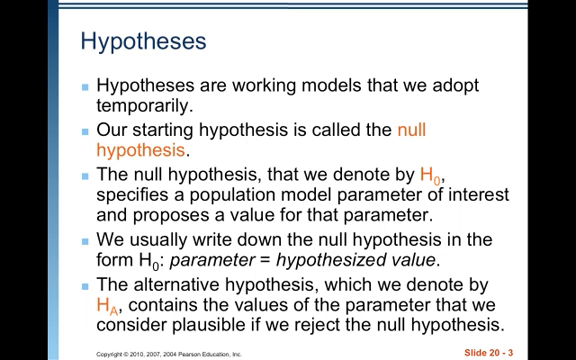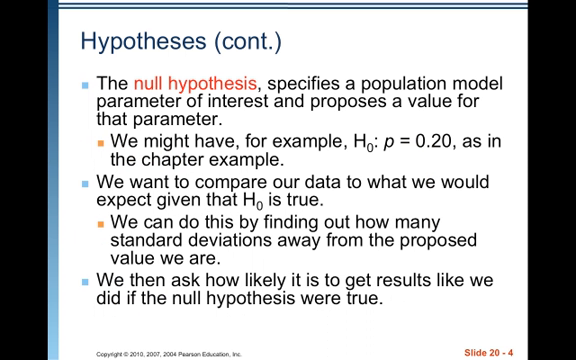The alternative hypothesis, which we denote by HA, contains the values of the parameter that we consider plausible if we reject the null hypothesis. The null hypothesis specifies a population model parameter of interest and proposes a value for that parameter. We might have, for example, H0: p equals 0.20, as in the chapter example. We want to compare our data to what we would expect given that the null hypothesis is true. So we would expect to end up with a sample proportion somewhere in the neighborhood of 0.20, not exactly the same necessarily, but somewhere close.